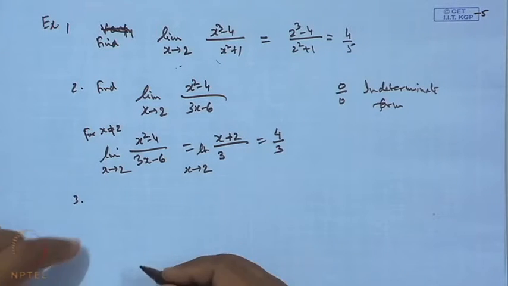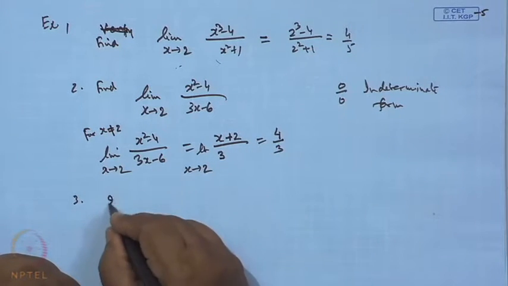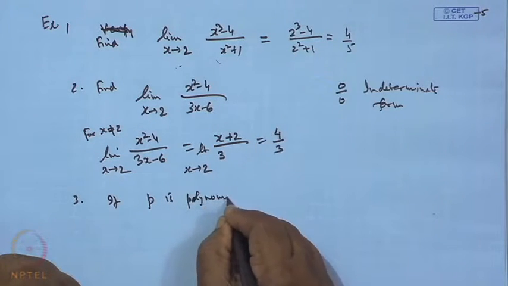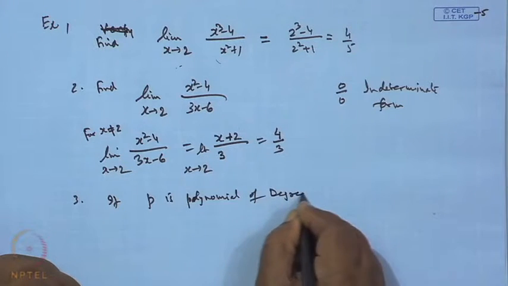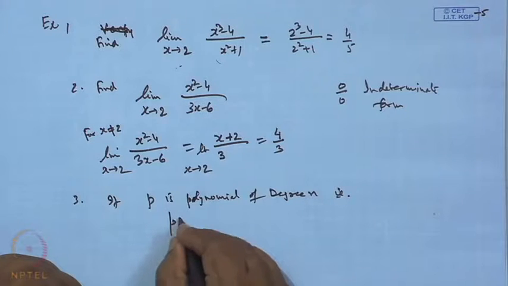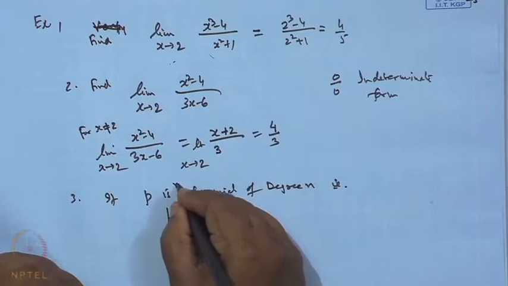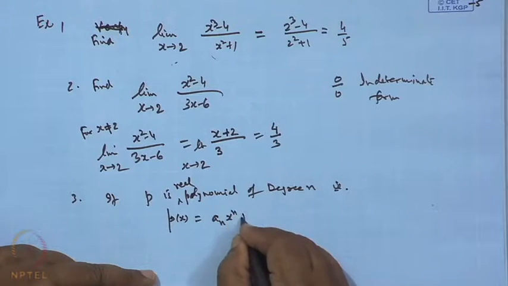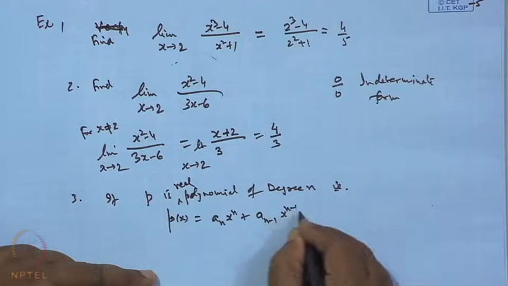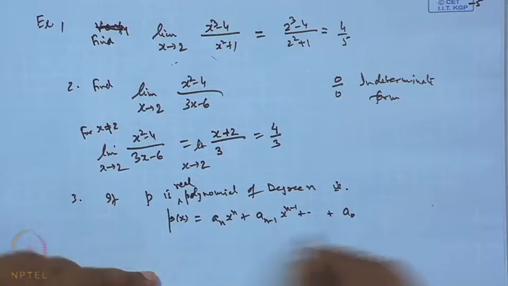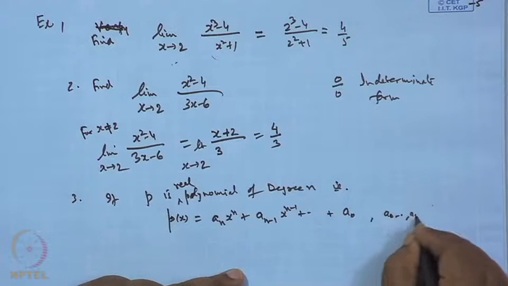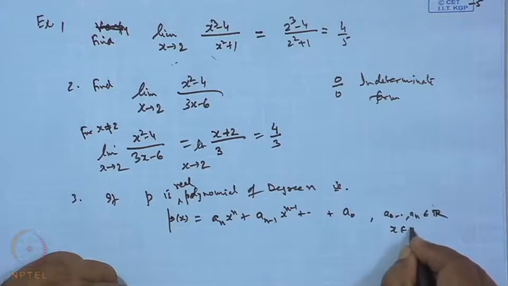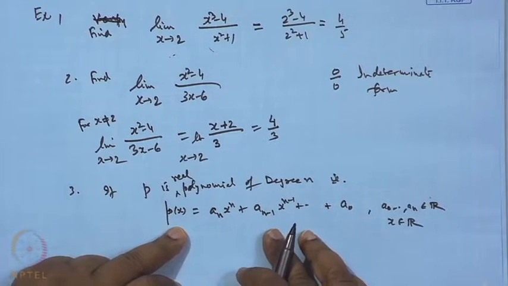Now, third is, suppose p is a polynomial of degree n, that is p x is a real polynomial of degree n. So, it is of the form a n x to the power n plus a n minus 1 x to the power n minus 1 plus ... plus a naught, where a naught, a 1, a 2, ..., a n are all real numbers. Okay. x belongs to R. So, p x is a polynomial of degree n.